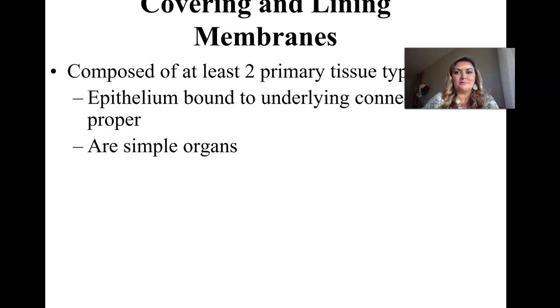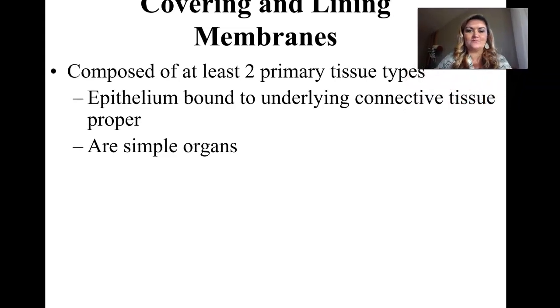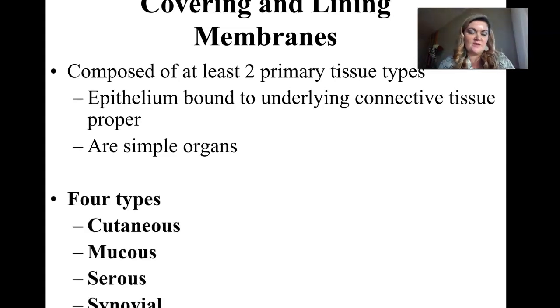Covering and lining membranes. These are going to be composed of at least two primary types. We're going to have epithelium bound to underlying connective tissue proper. These are going to be around simple organs. And we have four types. We have a cutaneous membrane, a mucous membrane, serous, and synovial.